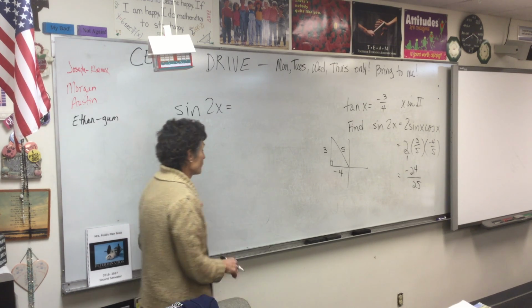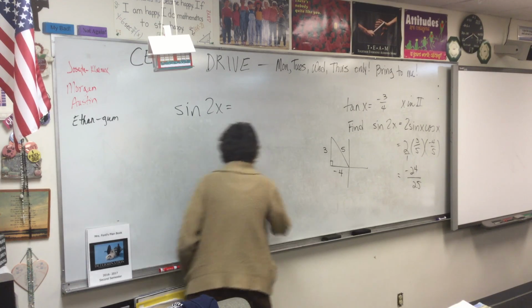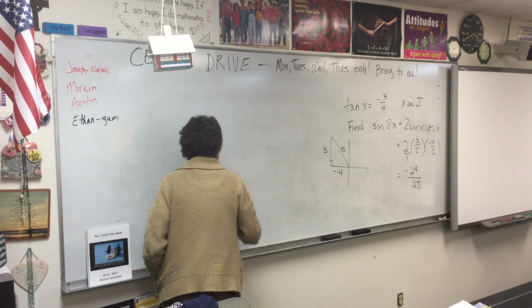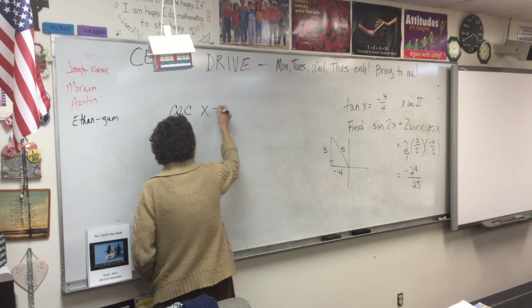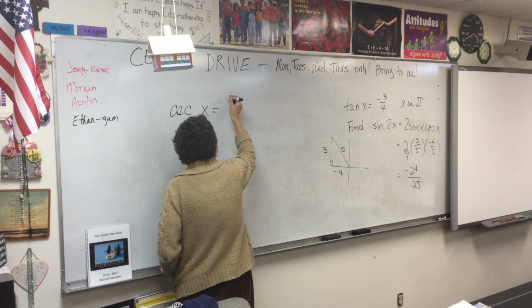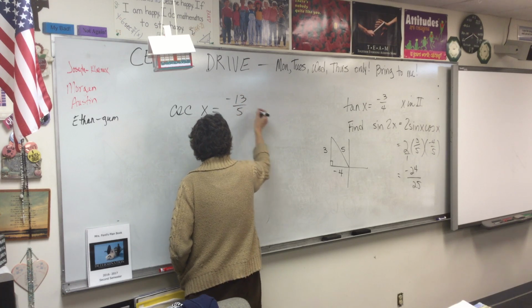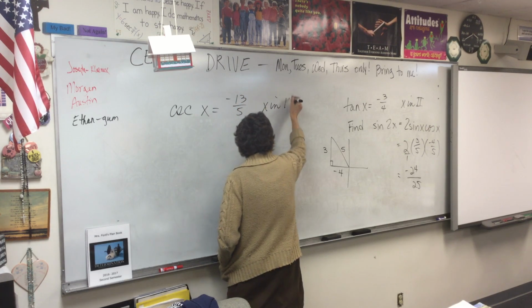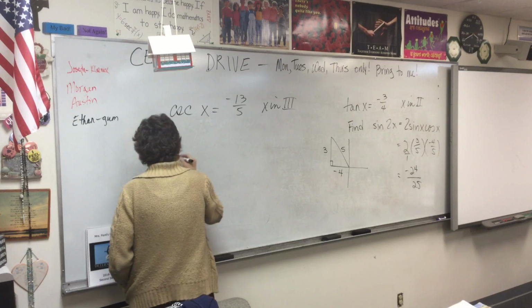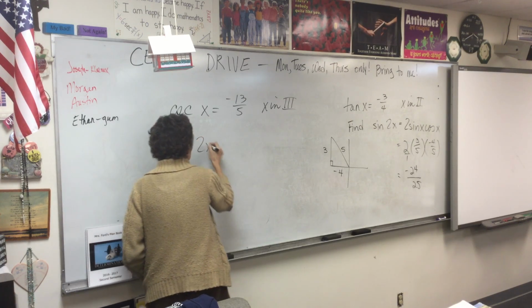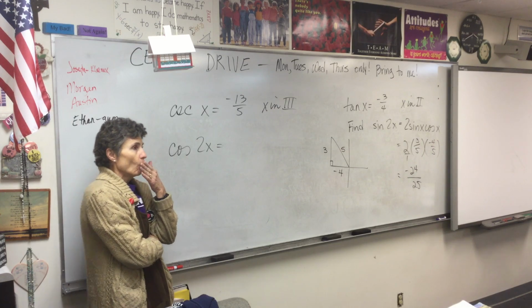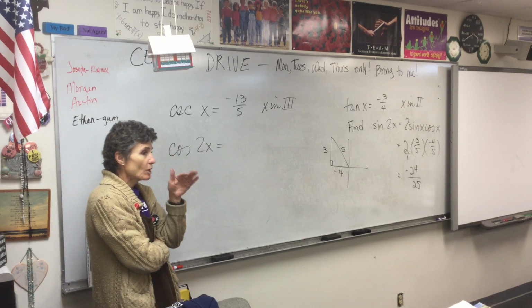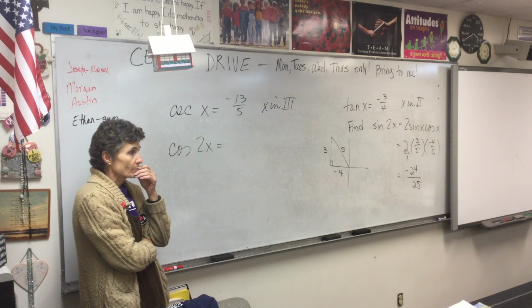Okay, let's try another one. This time let's do a cosine. Let's say the cosecant of x is negative 13/5. X is in quadrant 3. And let's find the cosine of 2x. Now, look at your green sheet. What do you notice about the cosine of 2x?